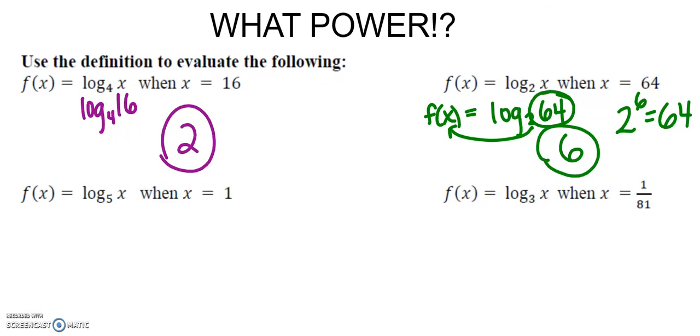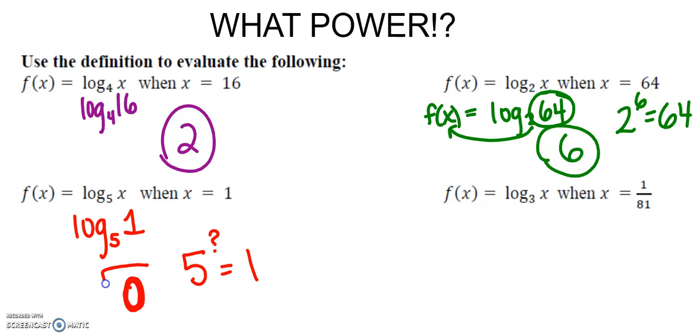All right, so this one, log base 5 of 1, says 5 to what power gives me 1? Well, that's going to be 0, because any base raised to the 0 power is going to be 1.